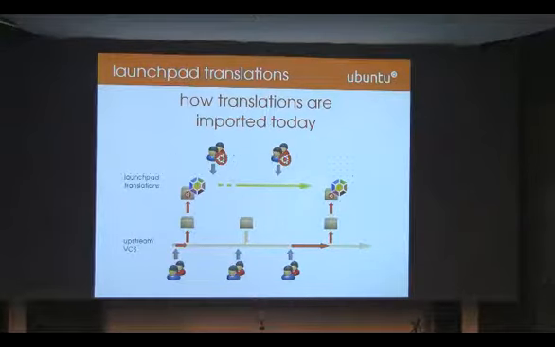So if the teams from Ubuntu don't work closely with the teams from upstream, there's a potential case for duplication of work, where things are translated upstream and things are translated in Ubuntu as well, because this just doesn't go the full path to Launchpad.